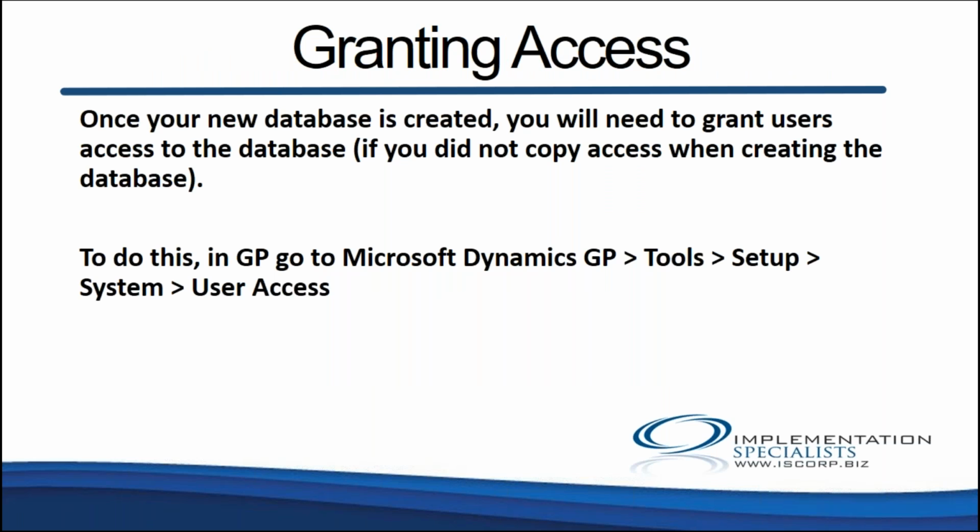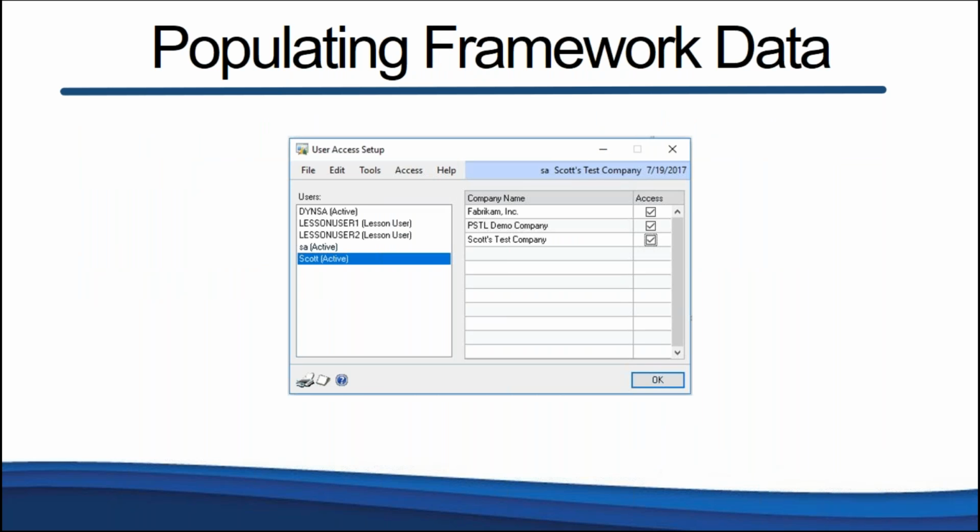Once the new database is created, it's going to need to grant users access to the database. Again, we did a user security one here that covers this, and we'll touch on this just to show you. You can go to GP, Tools, Setup, System, and then User Access after the user's been set up. And here's what it looks like. You just highlight your user and select what they have access to. All that does is let them see that company in the drop-down menu when they first log in or are prompted to select the company.